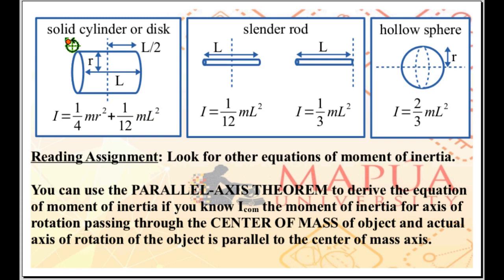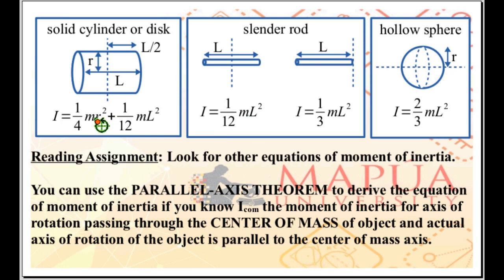If you have a solid cylinder or disc of length L and radius r, and the axis of rotation is passing through the middle of the cylinder or disc, as shown, the moment of inertia is given by 1/4 mr squared plus 1/12 ml squared. If the radius r is very small compared to the length L, you have a slender rod. The moment of inertia is now 1/12 ml squared.